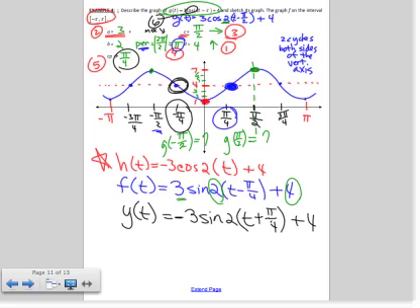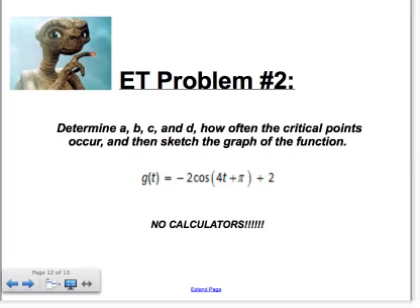Here's an important thing for you to know. You're going to be asked to do this a lot, so make sure you understand how to take any given equation and write it in several different ways. I think it's kind of fun. We like it. We're nerds. Go ahead and determine A, B, C, and D, how often the critical points occur, and then sketch the graph of this function. And notice you're having to do all the whistles and bells.